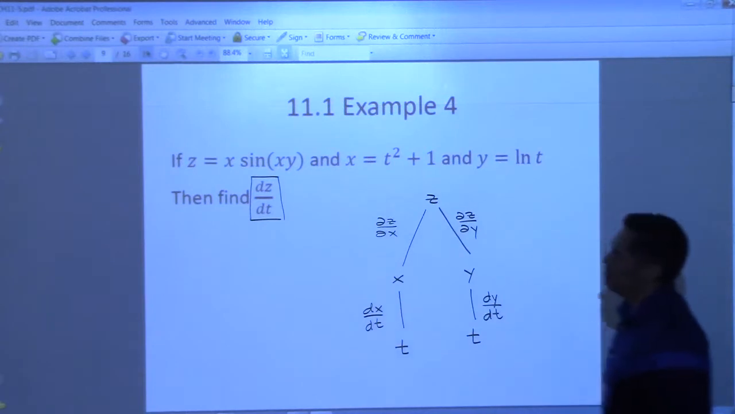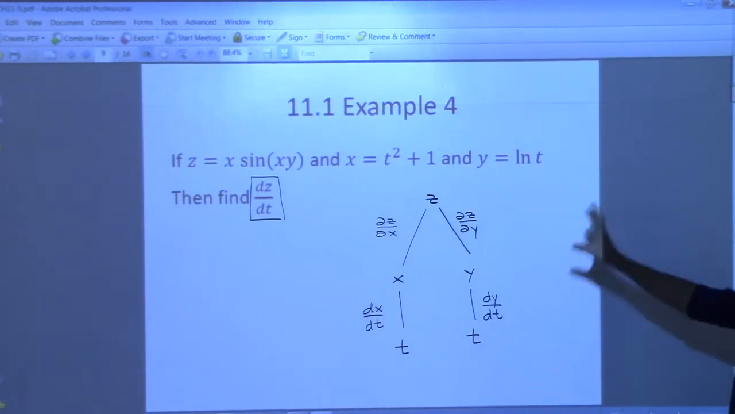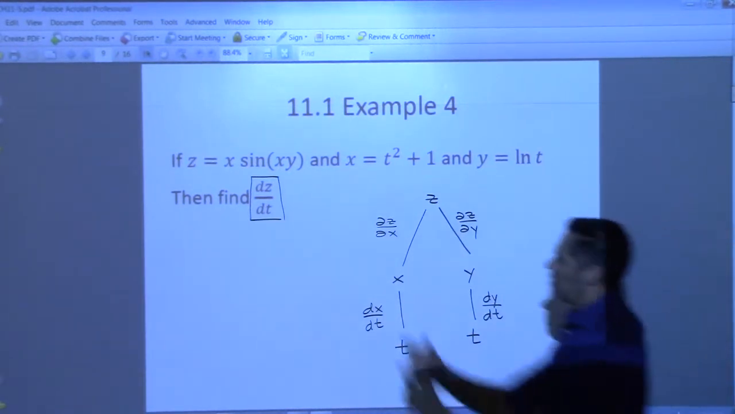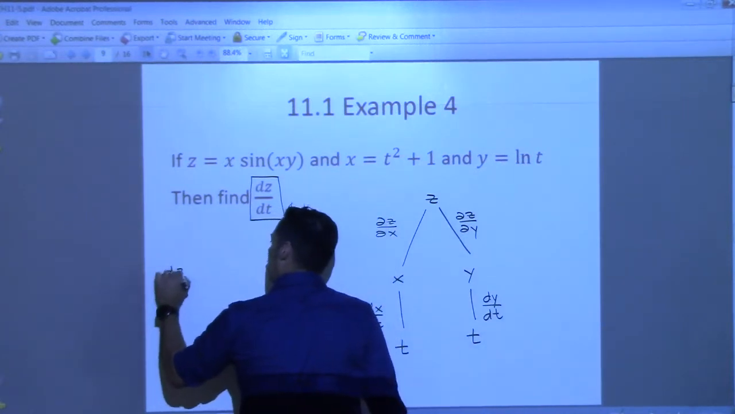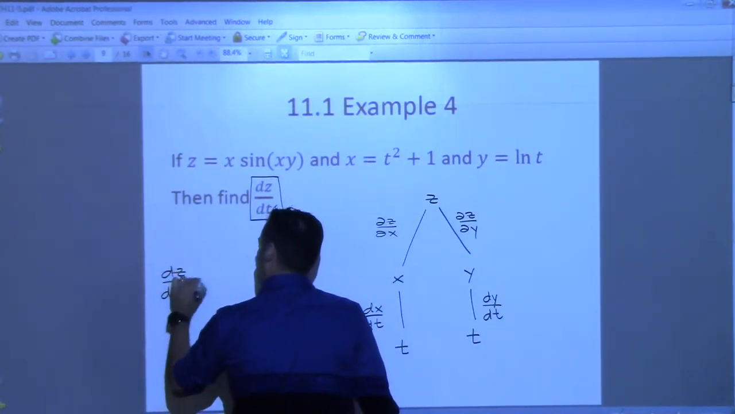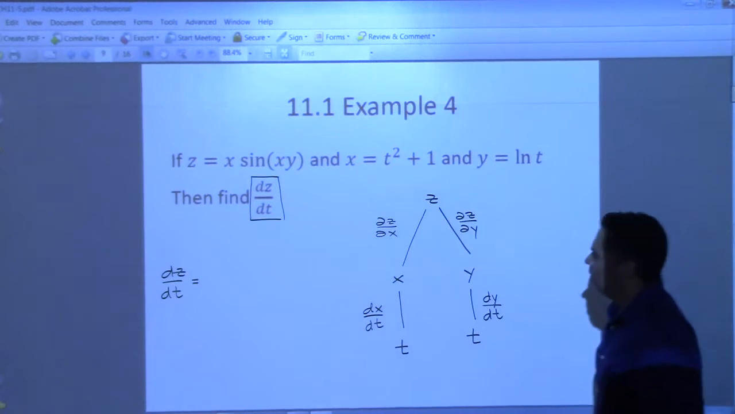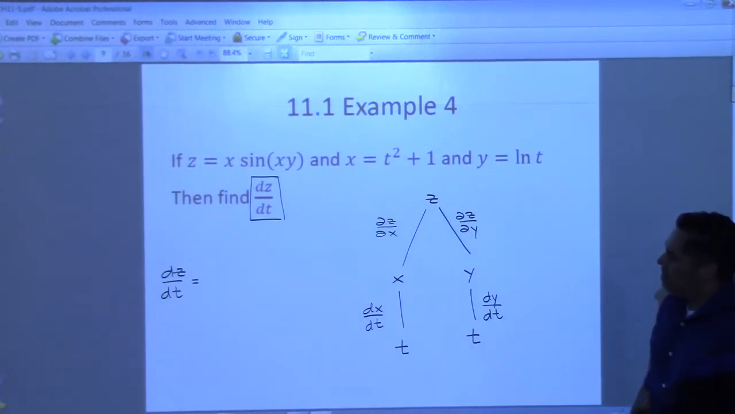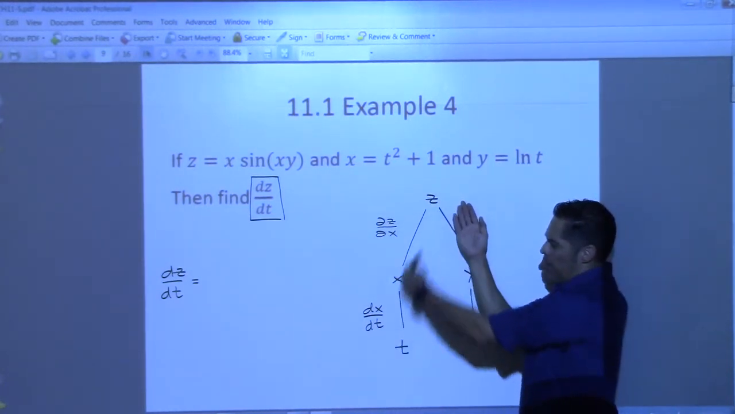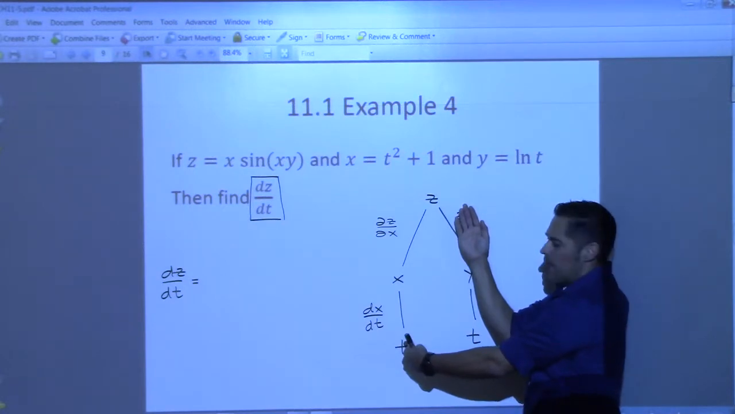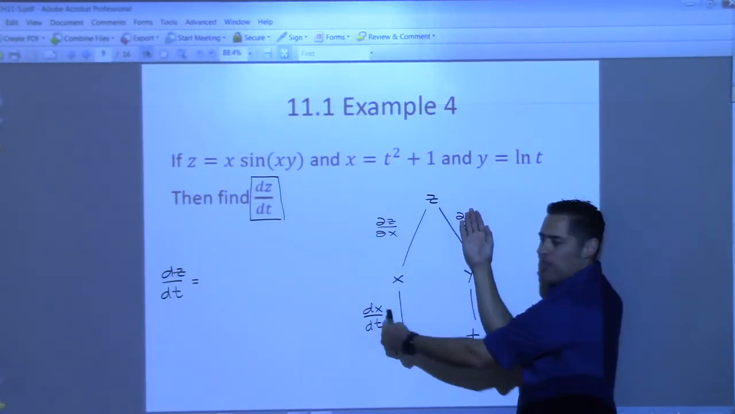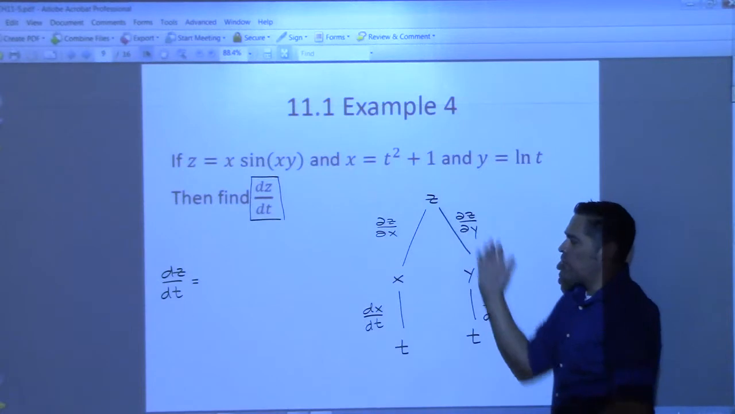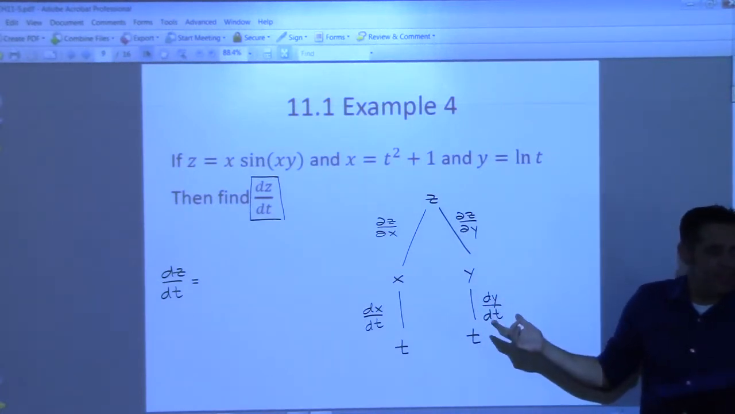Now, what do you think it is? Looking at all this tree here, what do you think the formula for this is going to be? Any ideas? Take a guess at it here. What did we see earlier? If we had one path, it was just these two multiplied, right? So what do you think if we have two paths? Just add them. That's it.